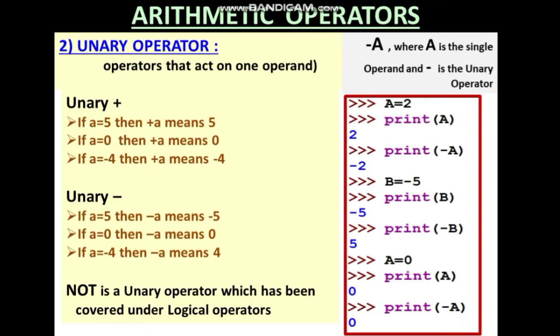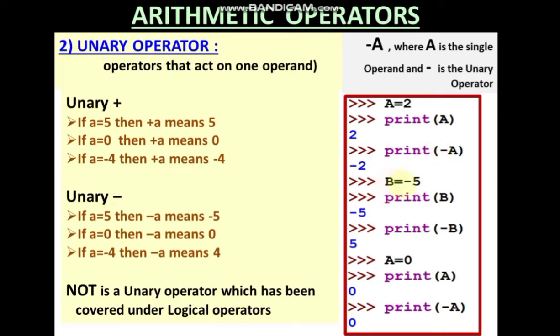Now let's see unary operators. So what are unary operators? Unary operators act on only one single operand. Like if you want to print minus a, where a is the single operand and minus is the unary operator. For example, a is equal to 2. If I want to print a, it will print 2, and if I want to print minus a, it will print minus 2. So here minus is acting as the unary operator and not the binary subtraction operator.